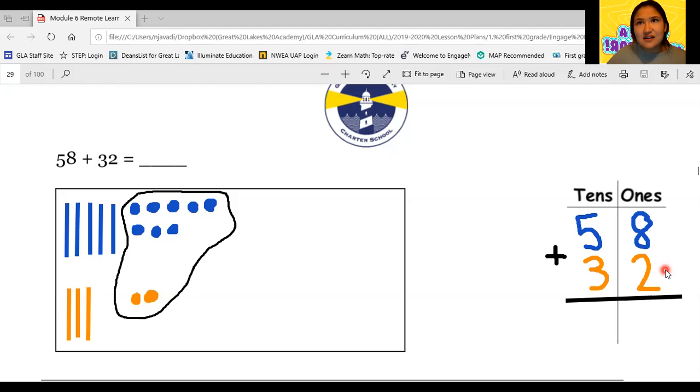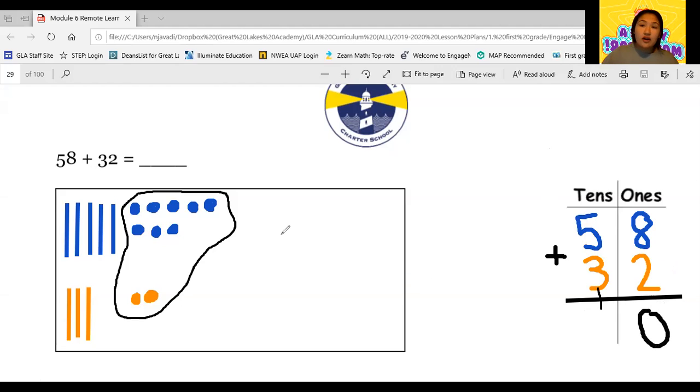10 ones is also equal to 1 ten. So I'm going to write 1 ten down here. Wait, if we have 1 ten and 0 ones, that means 0 goes in the ones column? Whoa! Raise your hand if you also got a 0 in the ones column.